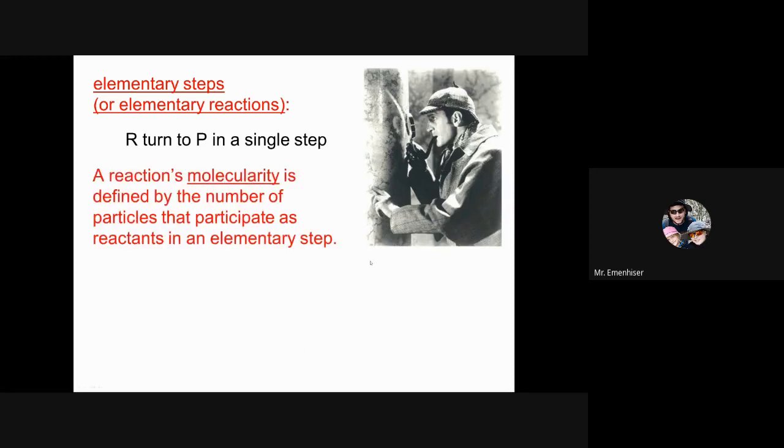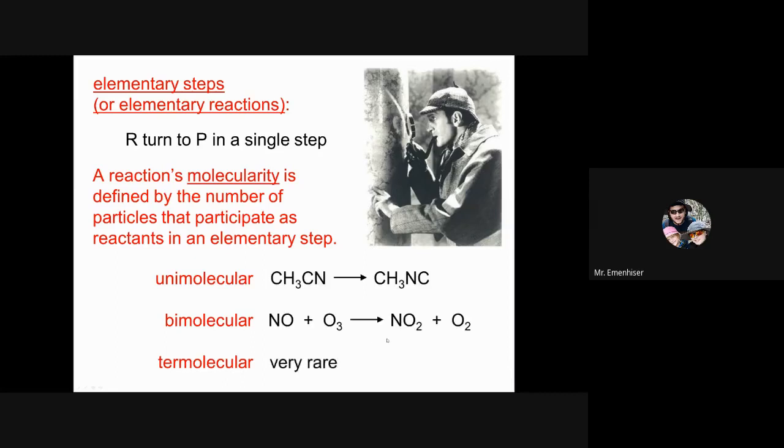Okay. And then a reaction's molecularity is defined by the number of particles that participate as reactants in an elementary step. All right, and we'll see some examples of this. There's three terms. They can be unimolecular, they can be bimolecular, or they can be termolecular. And what does that mean? If it's unimolecular, it's usually a decomposition reaction where you have only one reactant and it is breaking down into something else. So only one reactant, only one molecule, only one mole in the balanced equation.